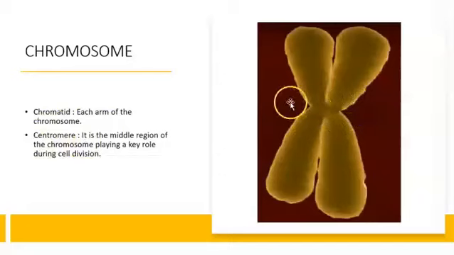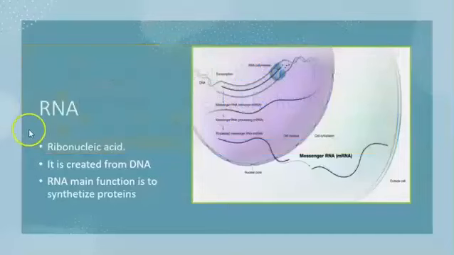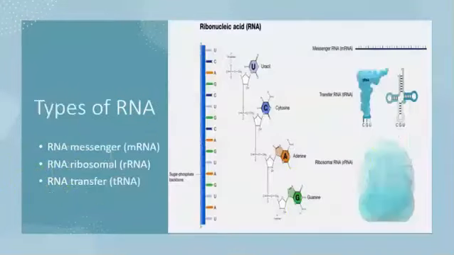Let's keep scrolling down. So right here, RNA, the R represents the ribose, ribonucleic acid. The RNA comes or is created from the DNA. What is the job of the RNA? To take the information from the DNA and create proteins. How many different kinds of RNA do we have? We have three. We have RNA messenger, RNA ribosomal, and RNA transfer. They work together in order to create proteins.